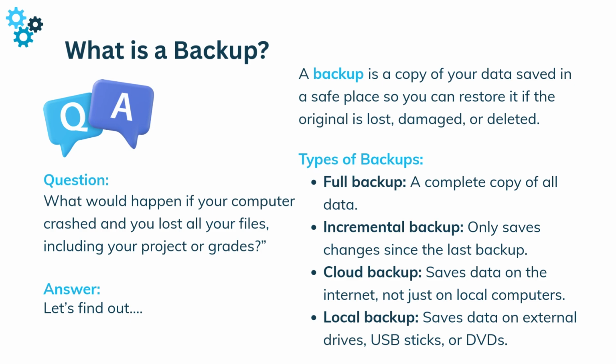What would happen if your computer crashed and you lost all of your data? A backup is a copy of your data saved somewhere safe. It protects against mistakes, computer crashes, hacking, and even natural disasters. Types include full backup, incremental backups, cloud backups, and local backups. It's like having a safety net for your data.